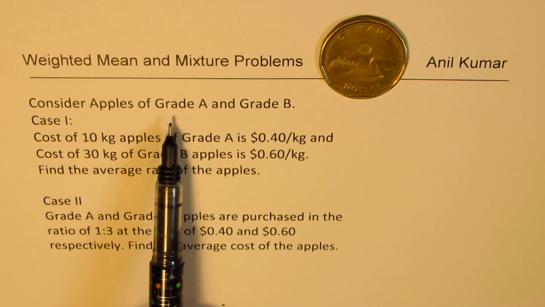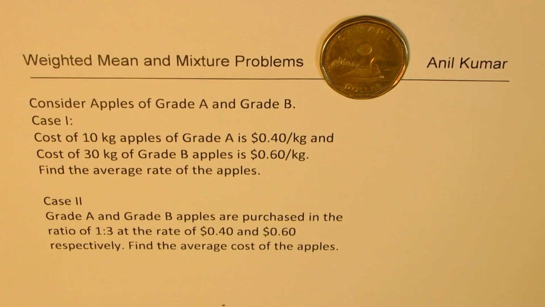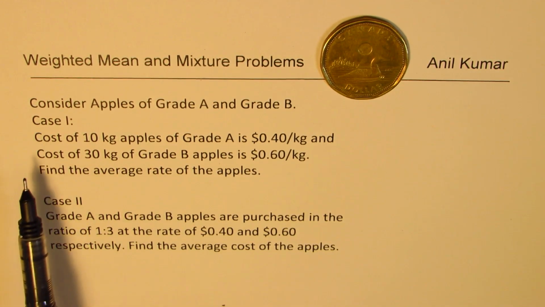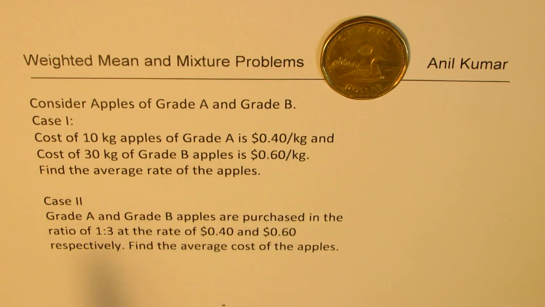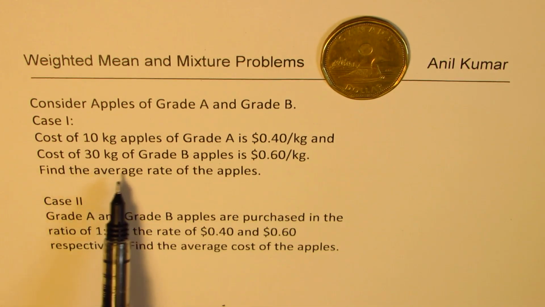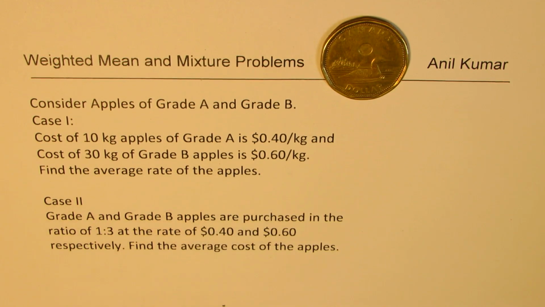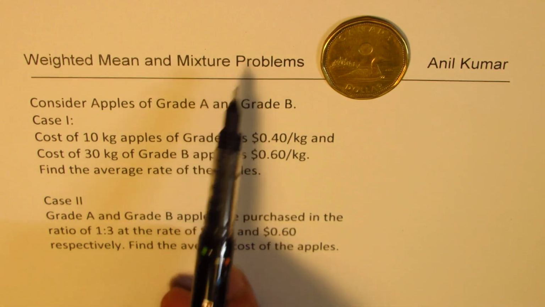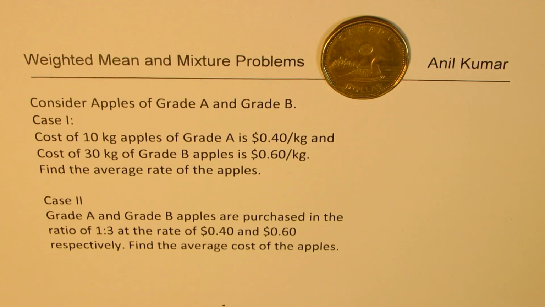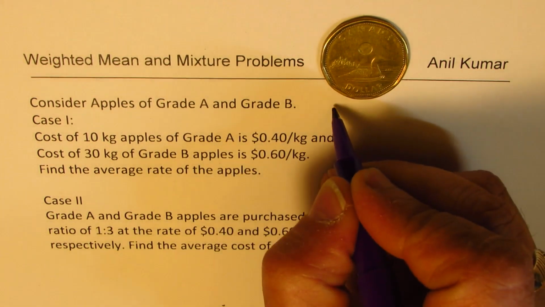We'll consider apples of grade A and grade B. So in case 1, we are saying the cost of 10 kg apples of grade A is 40 cents per kg, and the cost of 30 kg of grade B apples is 60 cents per kg. Find the average rate of the apples, right? That means if you mix them all together, it becomes kind of a mixture, right? So we just mix them up. And what you really see here is that this is an example of a weighted mean, right? So this is basically weighted mean.